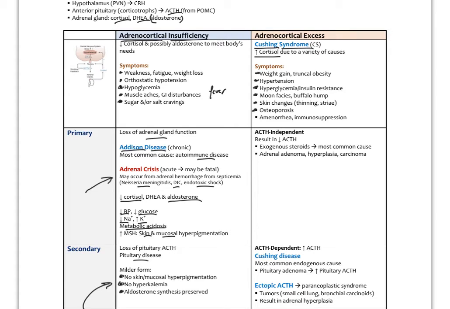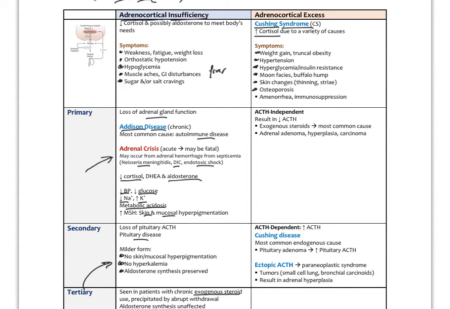Now here again, it can be primary, or we call it generally ACTH independent, and this is going to result in a decreased ACTH because the adrenal gland or an exogenous source is putting too much cortisol into the blood, and that suppresses the pituitary ACTH. So exogenous steroids are going to be the most common cause of this, but less commonly you can have an adrenal adenoma or hyperplasia of the adrenals, or a carcinoma, very, very rare, but possible in the adrenals. And these could all hypersecrete cortisol.